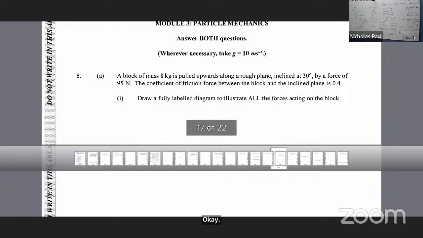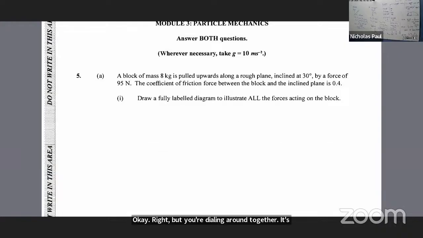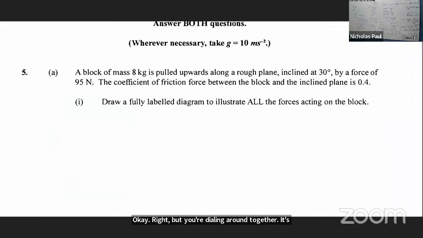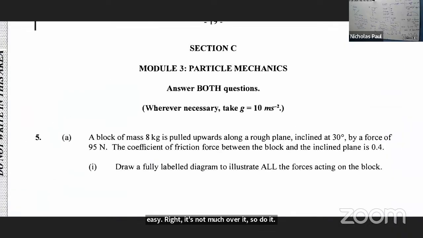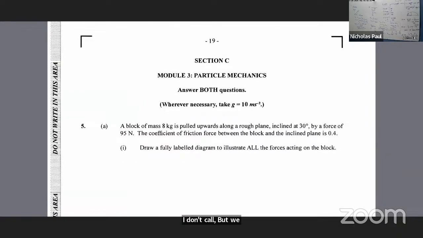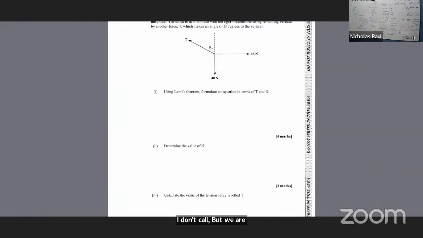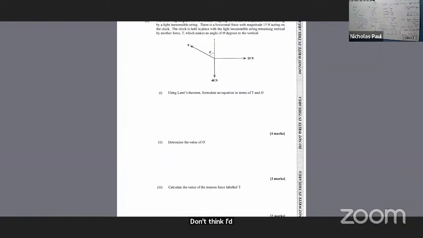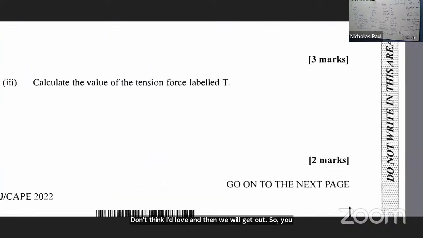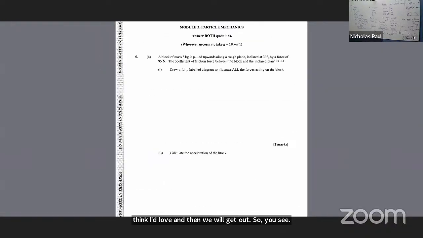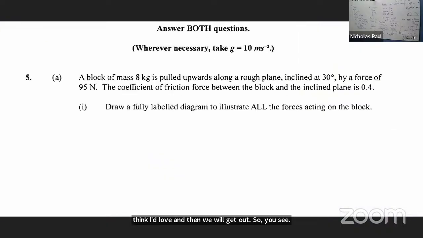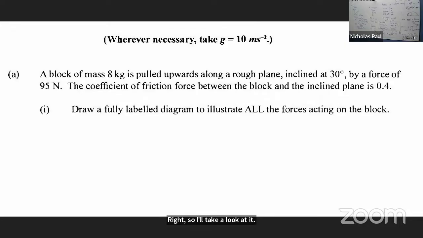Right, put your diagram together and it's easy. It's not much about it, so do your diagram and call me. I want to take a look at it. Try and put it together and then we work it out. I'll take a look at yours. Next up.